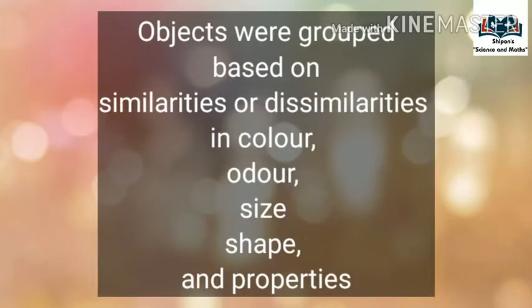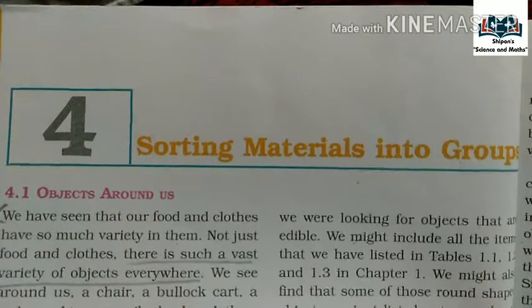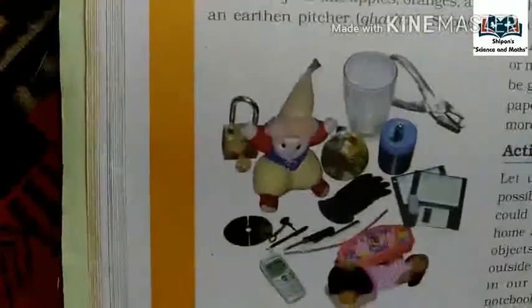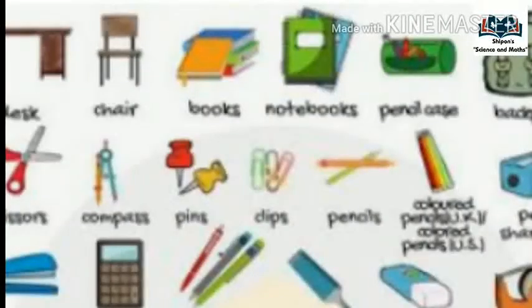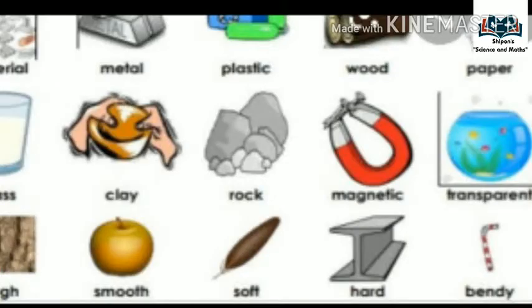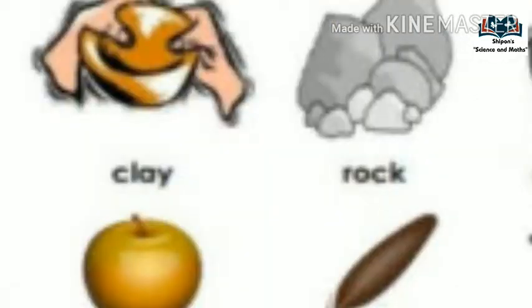Dear students, you must have seen that our food and clothes have so much variety in them. Not just food and clothes, there is such a vast variety of objects everywhere. We see around us mobile, laptop, computer, pen, pencil, TV, utensils, books, clothes, stones, and so many other objects. But all of these objects have different shapes, colors, and uses.